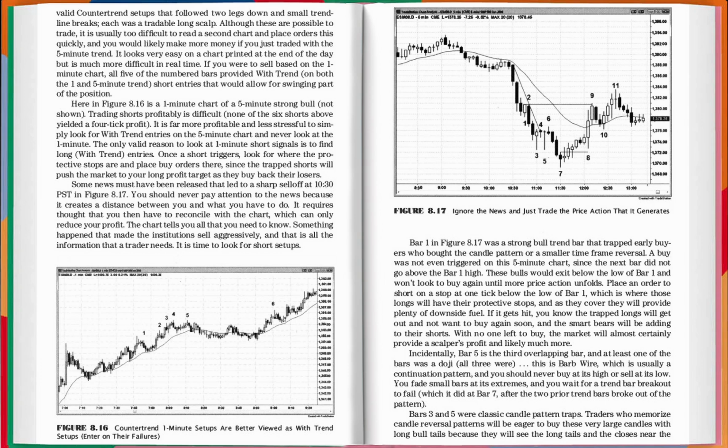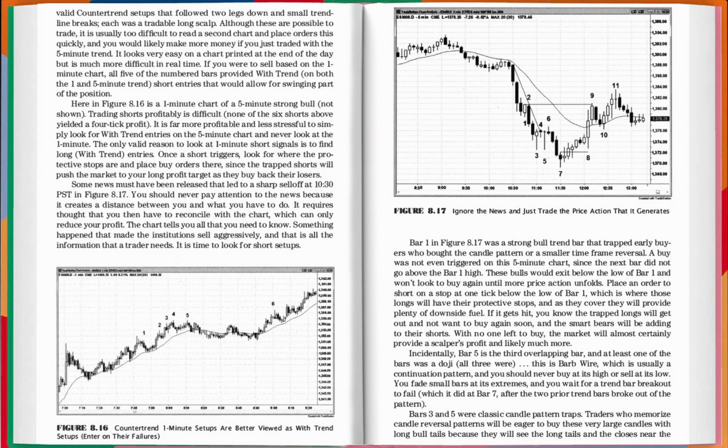Some news must have been released that led to a sharp sell-off at 1030 PST in Figure 8.17. You should never pay attention to the news because it creates a distance between you and what you have to do. It requires thought that you then have to reconcile with the chart, which can only reduce your profit. The chart tells you all that you need to know. Something happened that made the institutions sell aggressively, and that is all the information that a trader needs. It is time to look for short setups.